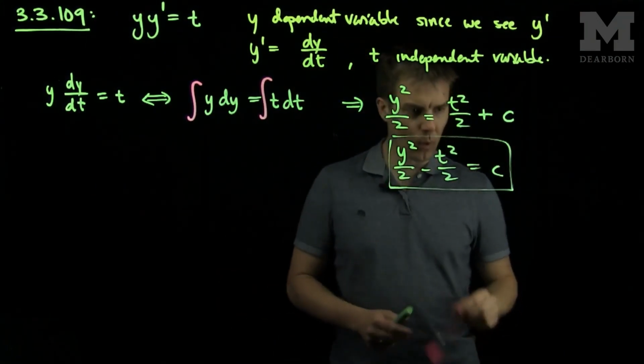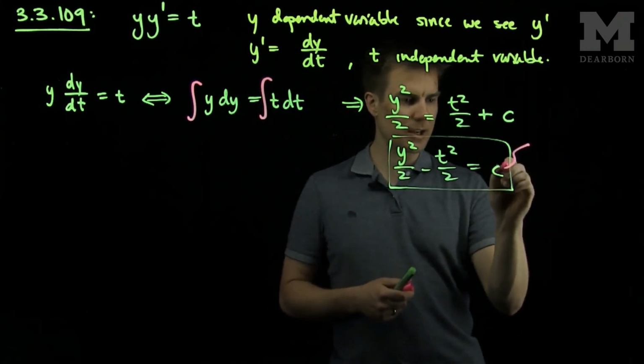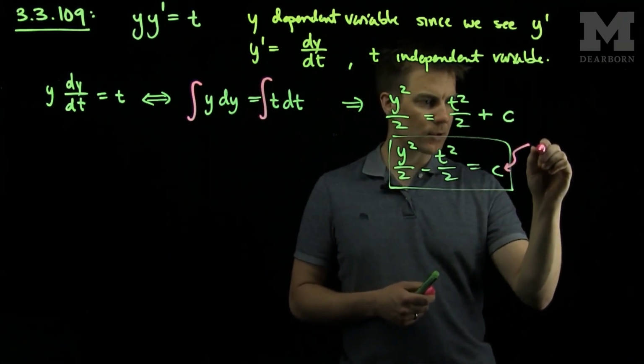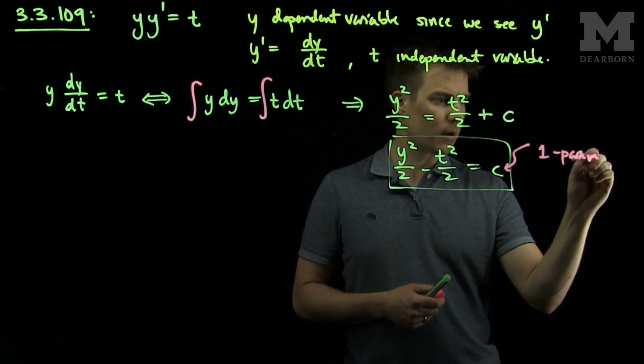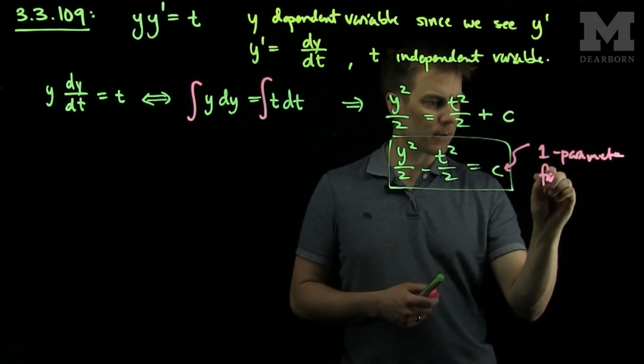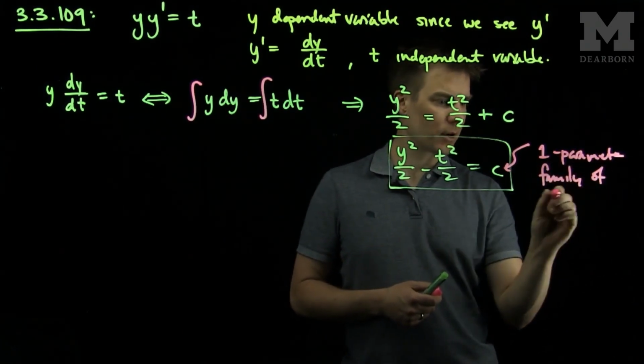And I have a one-parameter family of these solutions. This c is an arbitrary constant. This is a one-parameter family of curves.